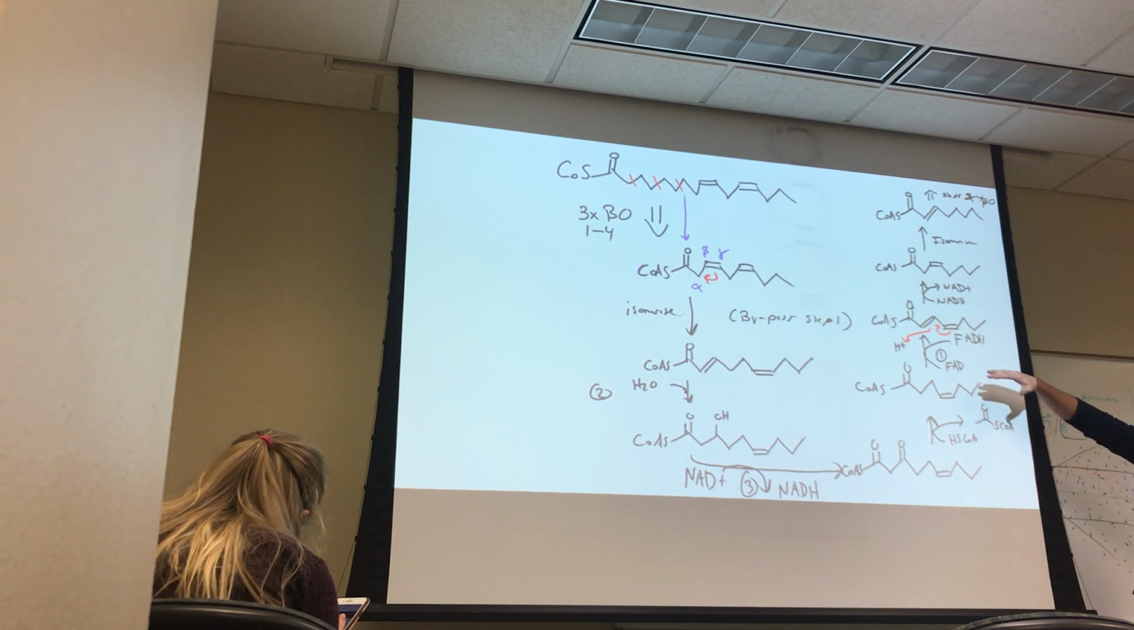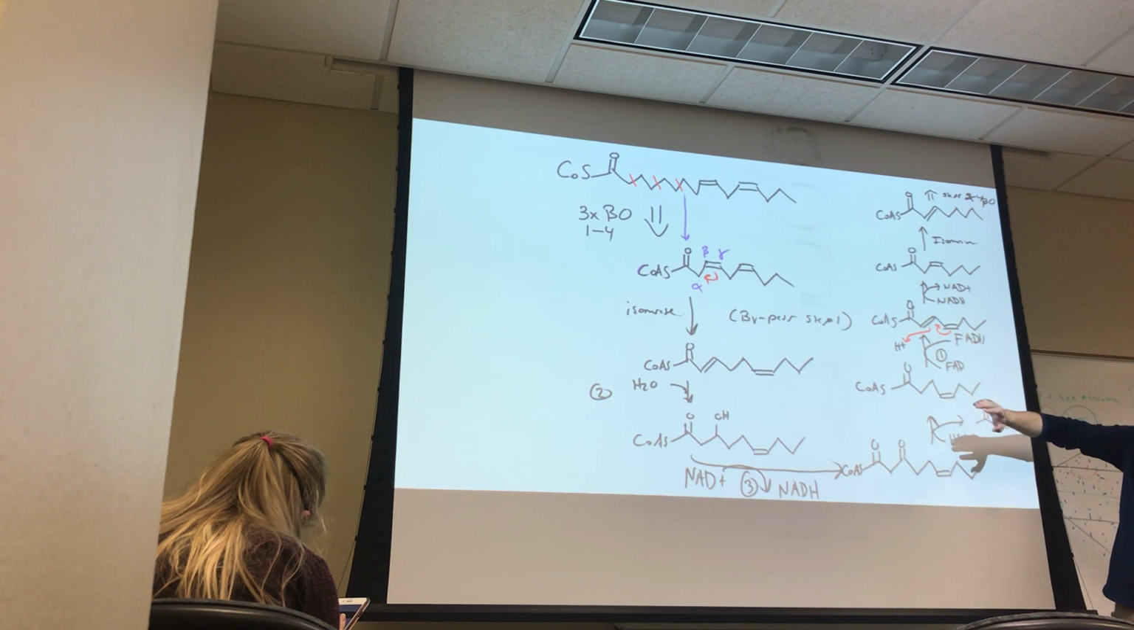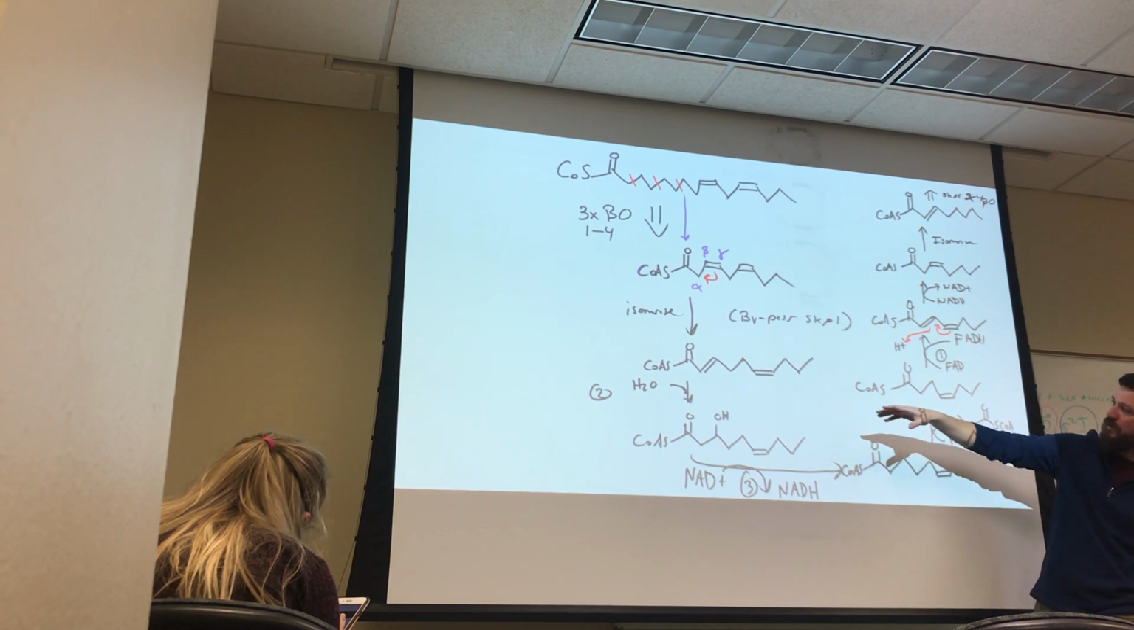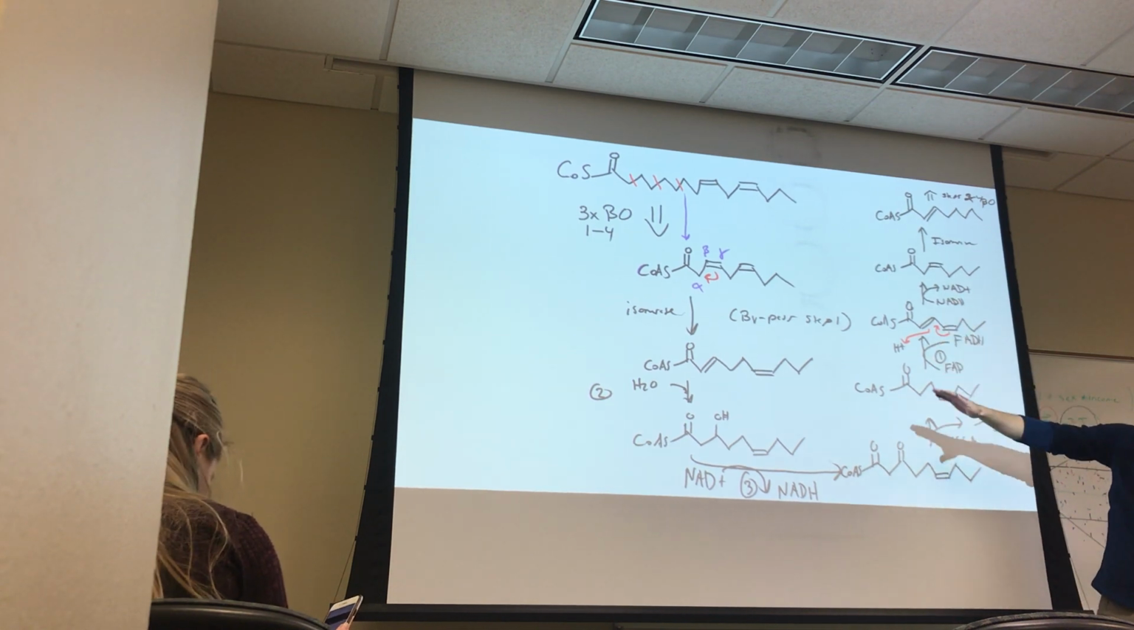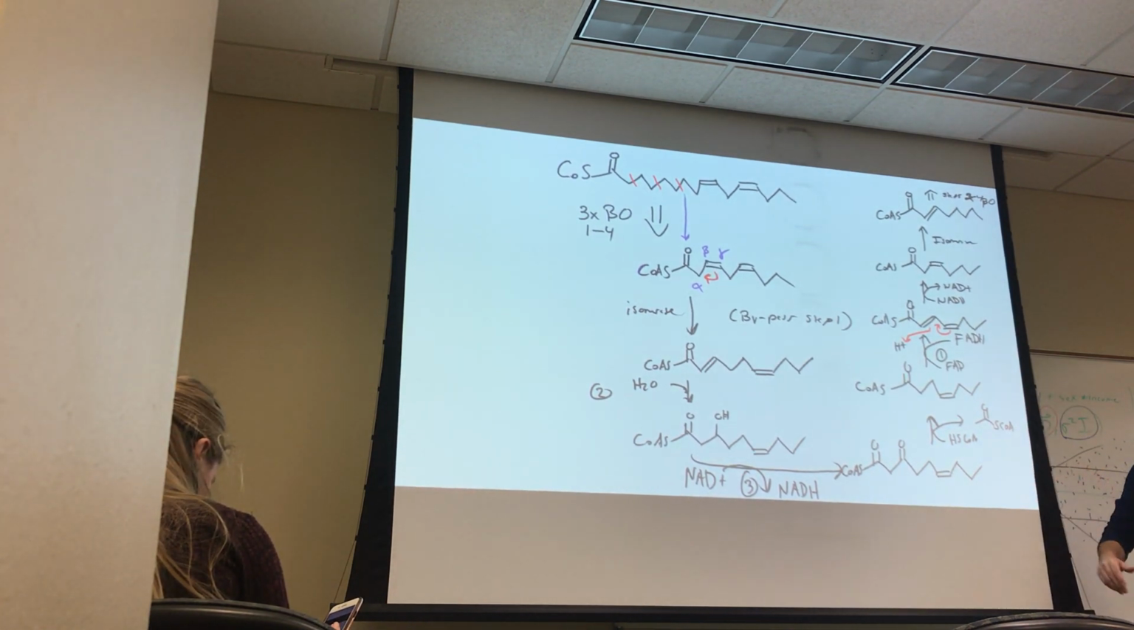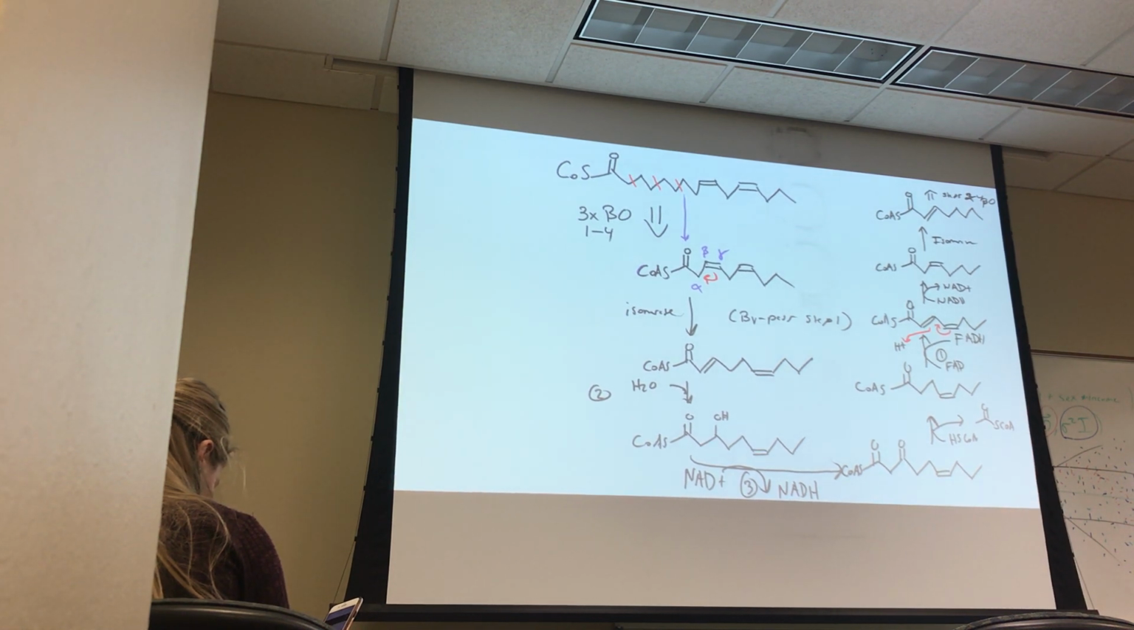If you just had one monounsaturated fatty acid, you wouldn't have to do all the flipping around. You wouldn't have to use this one. You would just use the isomerase, and the isomerase would finish everything up for you. Now, don't miss the main points here.